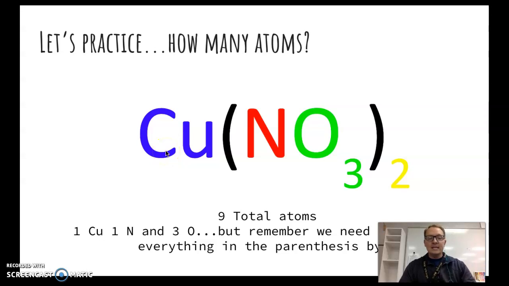Okay, that's the idea. I've got a practice for you to do. We want to count atoms so that we can keep track of how many things are in each of these chemical formulas. We're going to keep building on this idea. So practice it and let me know if you have any questions.